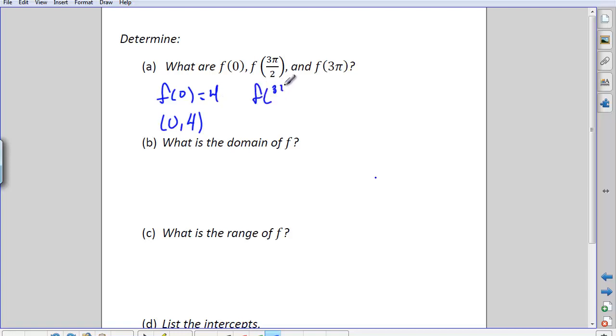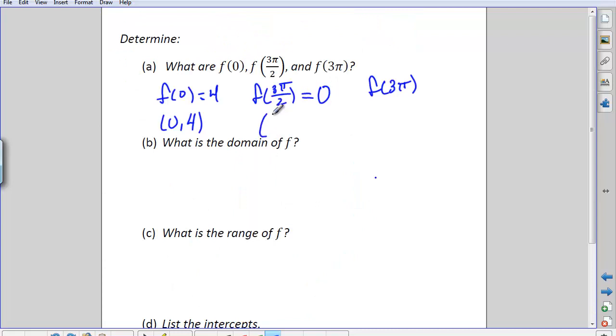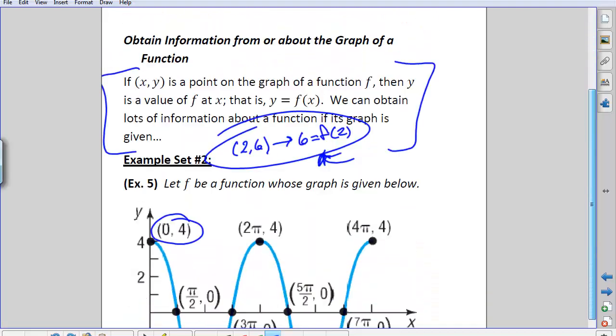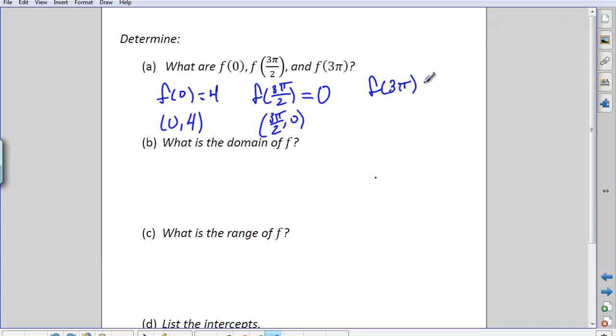For f of 3 pi halves and f of 3 pi, again, these are x values. So if I go back, let me find the point with the x value 3 pi halves. It's this guy right here. There's my x value 3 pi halves. What's the y value? 0. So f of 3 pi halves is 0. That's the point (3 pi halves, 0). And then for f of 3 pi, again, just finding where 3 pi is. It's right there. The y value that goes with that is -4. Again, that's the point (3 pi, -4). And so f of 0 is 4, f of 3 pi halves is 0, f of 3 pi is -4. Without doing any kind of math, we're just pulling those coordinates off of the points.